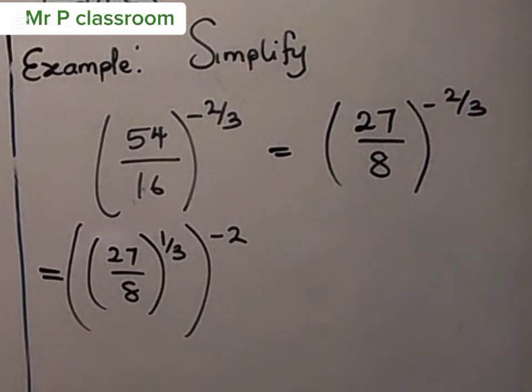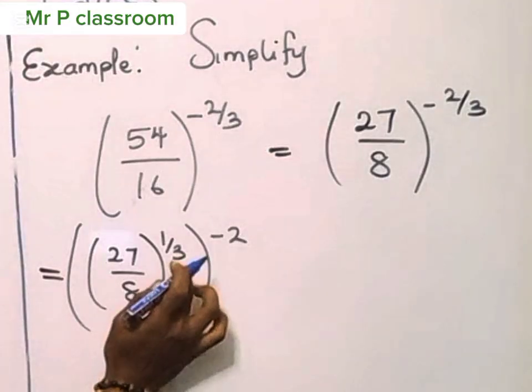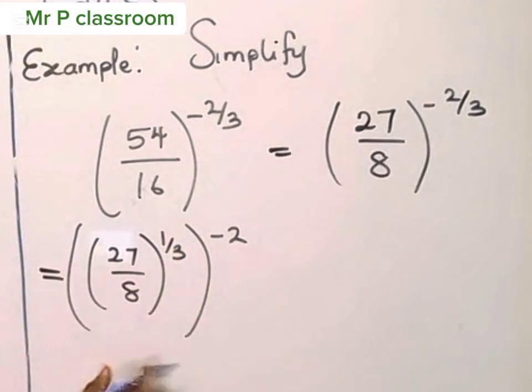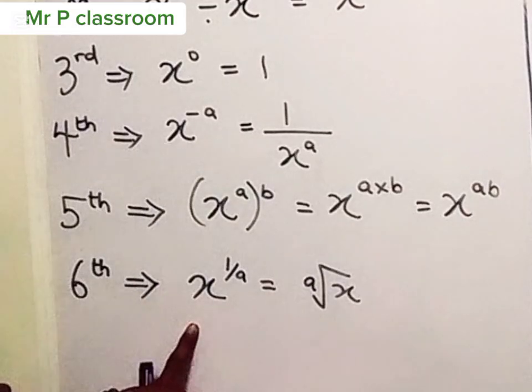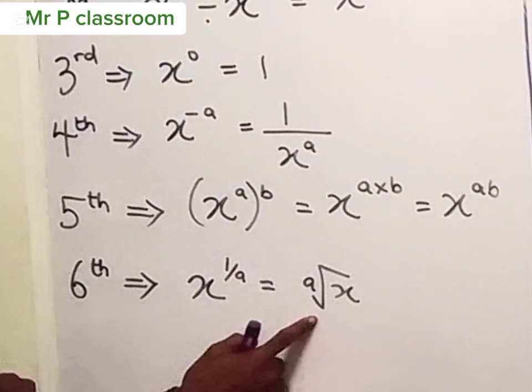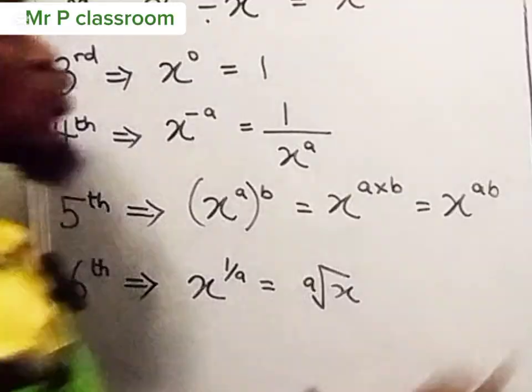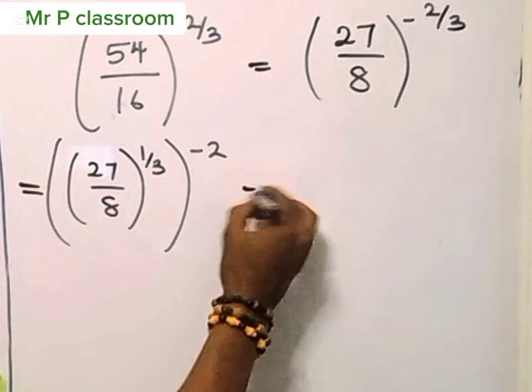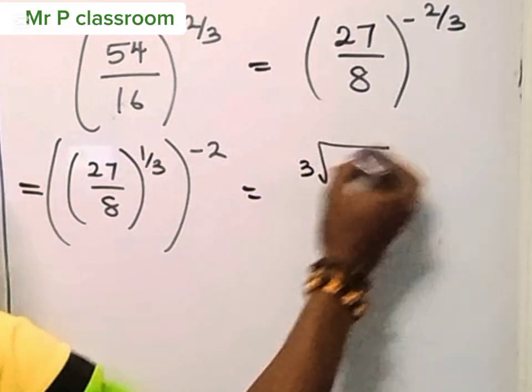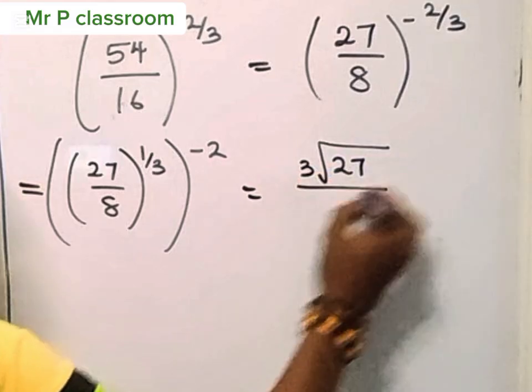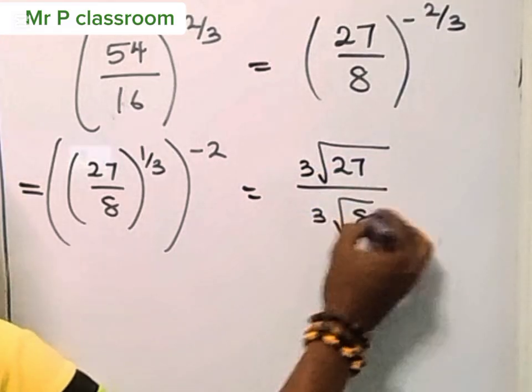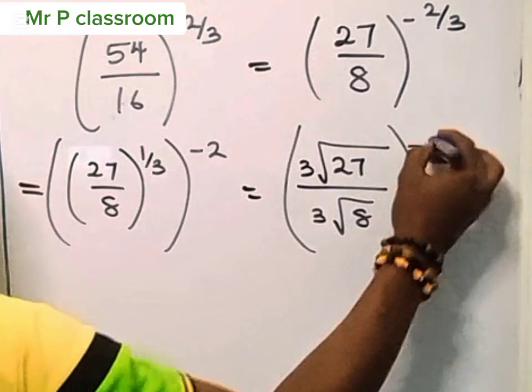So now, what does this 1 over 3 mean? 1 over 3 means the cube root. Look at this sixth law. Whenever you have fractional index, you can just get the root of that thing. So 1 over 3 means cube root. So it means cube root of 27 over cube root of 8, all raised to the power of minus 2.